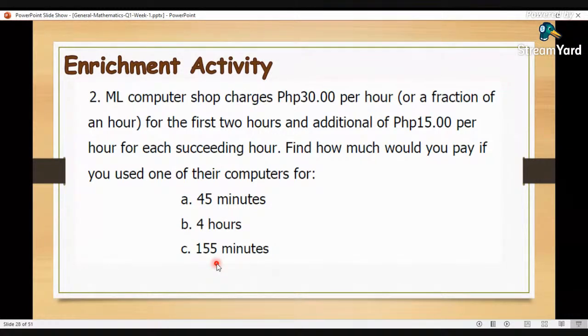Okay? So, even a fraction counts. So, 2 hours is 30 pesos each. And also, you have the exceeding 35 minutes. So, an hour or a fraction of it is 15 pesos after 2 hours. So, how much is that? 30 plus 30 plus 15. Okay? So, you can put your answer in B.